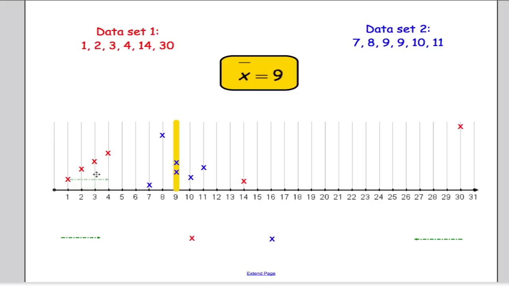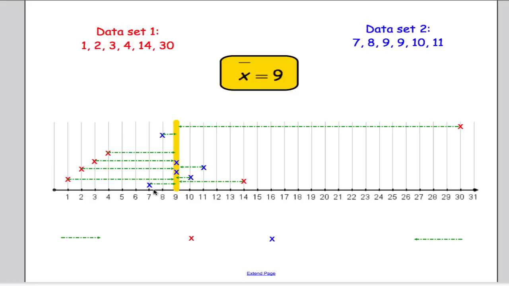So I can visually see how far away my data points are from the mean, and something should come crystal clear here. We can see that the blue points are an awful lot closer to the mean than the red points. So even though both data sets have the same mean, data set 1 would have a bigger variance because it's further away from the mean than data set 2. So let's look at how we can calculate the variance.